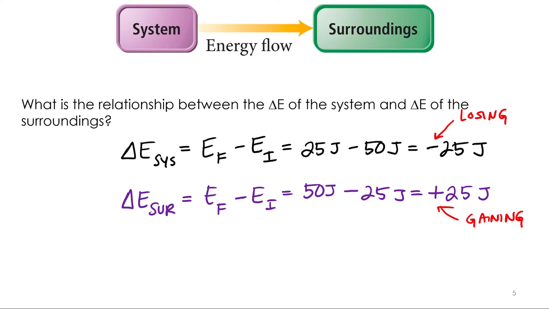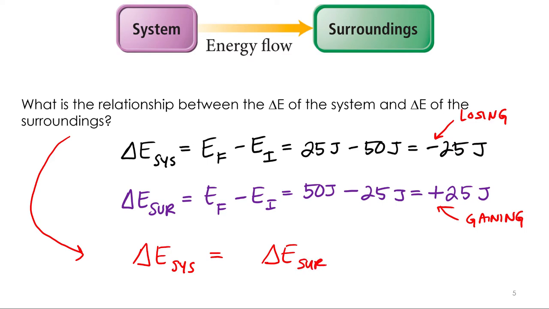What about the magnitude of these two energy values? Negative 25, positive 25, the magnitude's the same, right? 25 and 25. That's because energy has to be conserved. If the system's losing 25 joules, the surroundings has to pick up 25 joules. If the surroundings picks up 25 joules, guess what? That automatically means the system lost 25 joules. And so the relationship is that they are going to be equal. We can say that in mathematical terms. The change in energy of the system is equal to the change in energy of the surroundings, always. But they're opposite sign, so we just throw a negative in front of one of them. Doesn't matter which one.